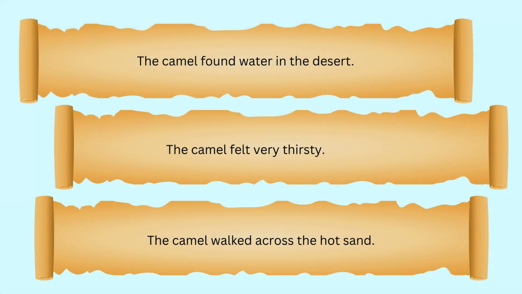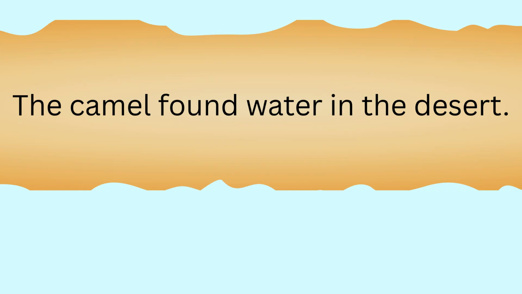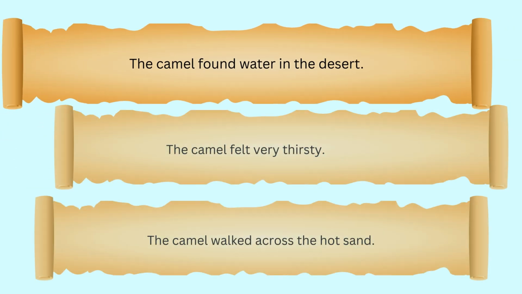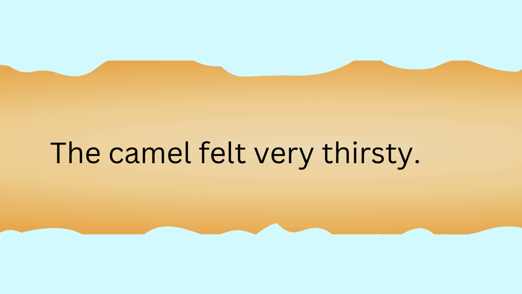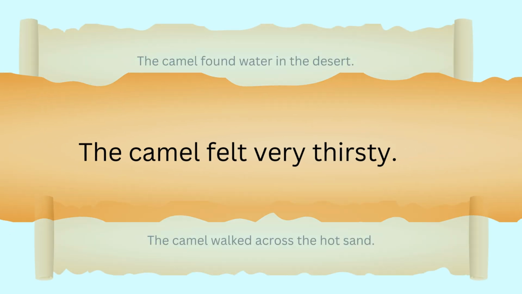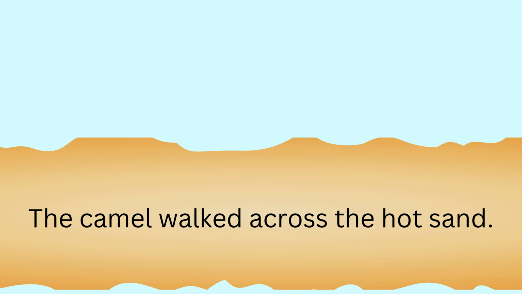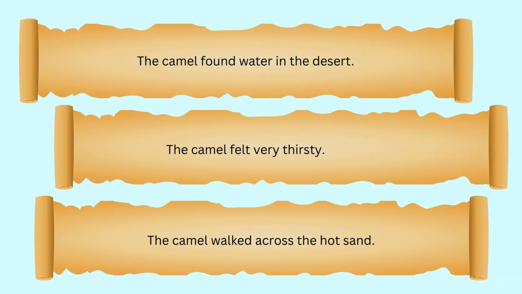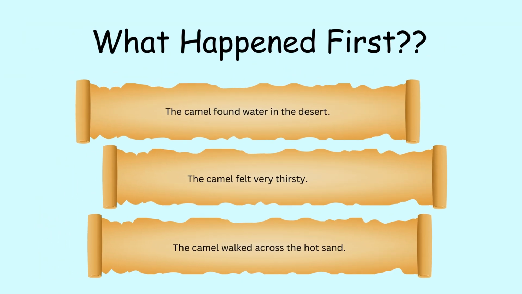Help us put our sentences in order. The camel found water in the desert. The camel felt very thirsty. The camel walked across the hot sand. These are out of order. Let's take a look and see what happened first.